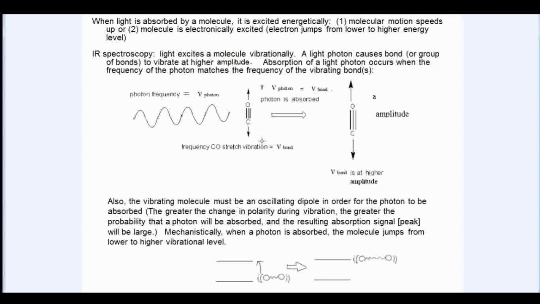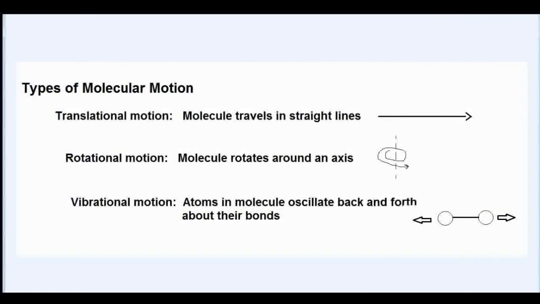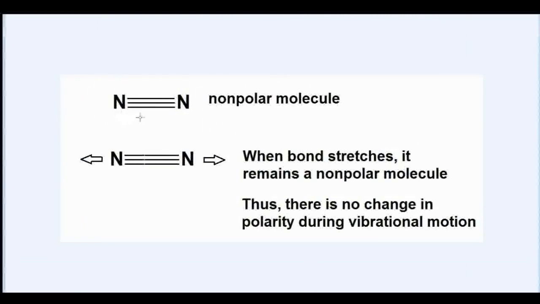Now, let's contrast this with another molecule, a molecule of nitrogen, which is N2. Nitrogen molecule has two nitrogens that are triply bonded to each other. The molecule is a non-polar molecule. There's no positive, negative charges developed. During the course of its vibration, which also involves a lengthening, shortening, lengthening, shortening, it remains a nonpolar molecule. There's no change in dipole moment during the vibration cycle of N2. Thus, it does not behave as an oscillating electric field, and it cannot absorb a light photon, even if the photon hitting it has the same frequency as the N2 vibration.